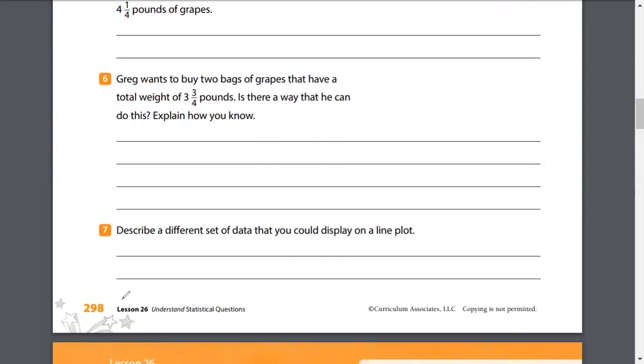Number 7, describe a different set of data that you could display on a line plot. This is a very, very good question. I'm also going to leave this one up to you guys, just because it is a great opening question for the next part of this lesson. I will leave you with an example. What are the ages of your classmates? That one is a really, really big one.